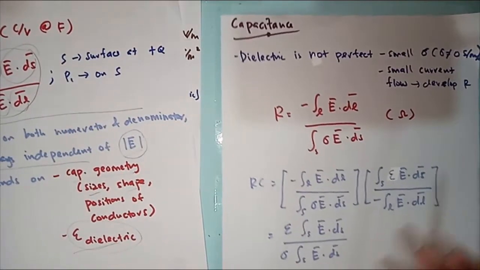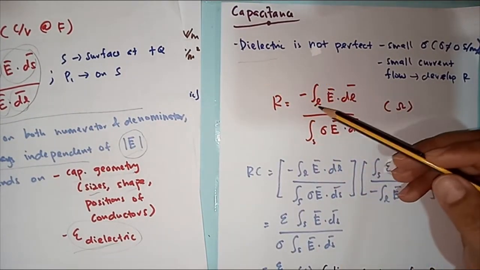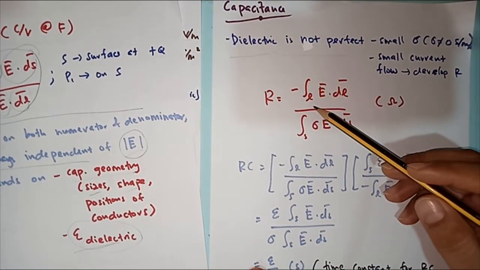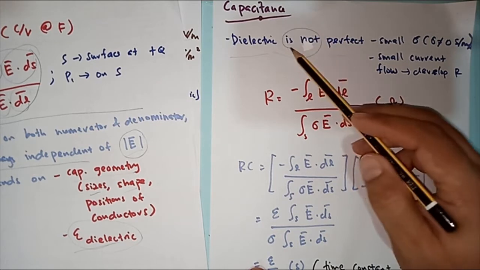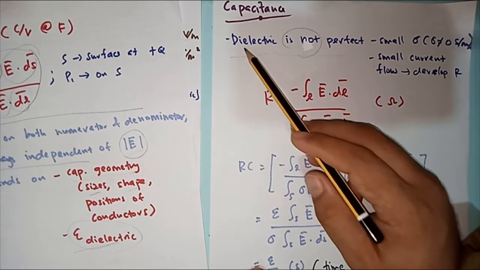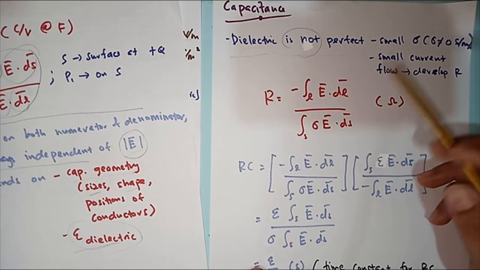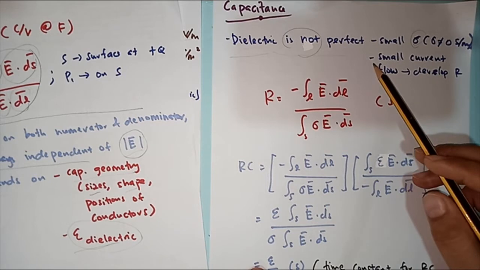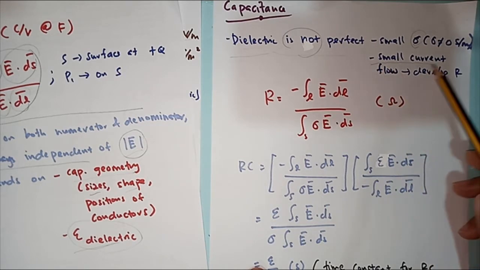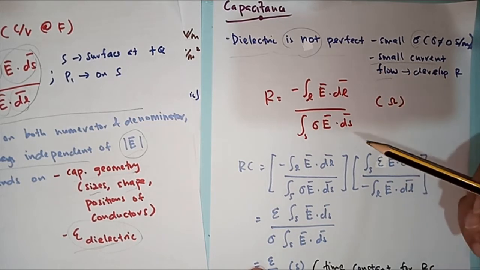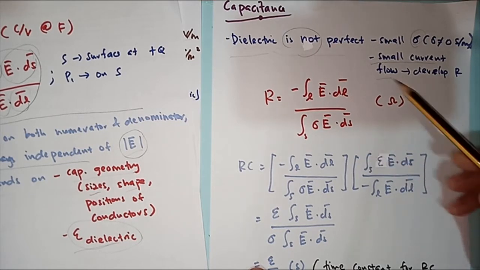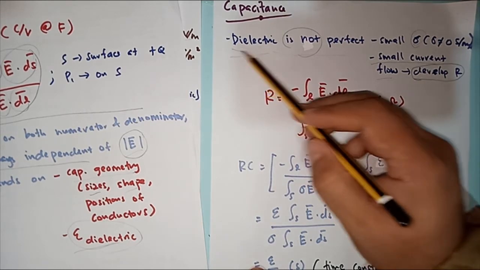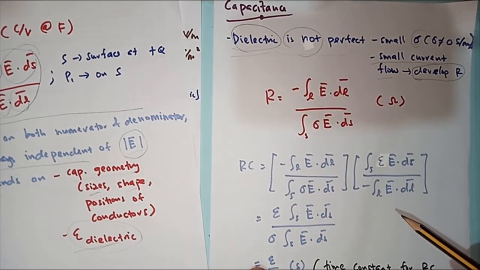Alright, so let's say the dielectric located between our conductors is not a perfect dielectric. In this case, the sigma, or the conductivity of the dielectric, is not equal to 0. So we might have a small value of conductivity, and because of that we will have a small current flowing between those conductors, and at the same time a certain value of resistance appears in this material, which is the dielectric.